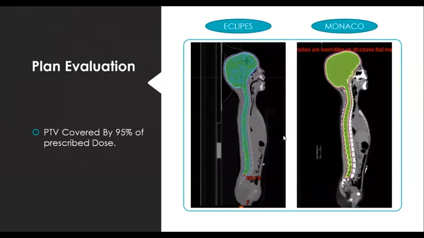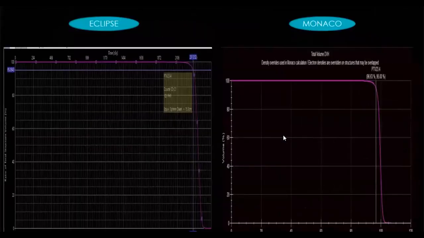The sagittal dose distribution shows BTV covered by 95% of the prescribed dose. Here on the left we have Eclipse, and on the right we have Monaco. Both plans show a decent coverage of the BTV. In terms of BTV coverage, the Eclipse-based plan exhibits slightly better coverage than the Monaco-based plan.